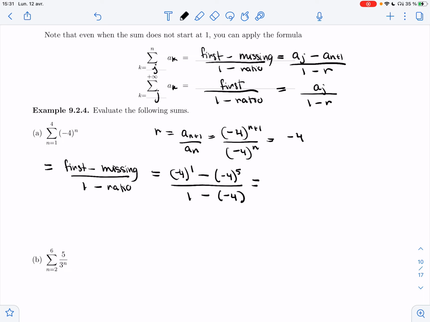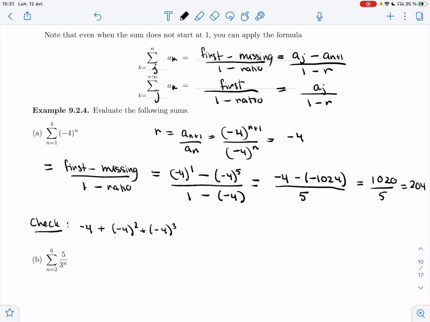All right, so what do we get? We get -4 minus, I actually added this up, it's -1,024. And then underneath this 1 plus 4, it's 5. And so I get 1,020 divided by 5, and that's 204. And we can even check here, right? This is not a long sum. I did it on purpose. There are only four terms, so let's check. So we have -4 plus (-4) squared plus (-4) cubed plus (-4) to the 4. So that's -4 plus 16 minus 64 plus 256. And if I add it up, I get 272 minus 68, that is 204.